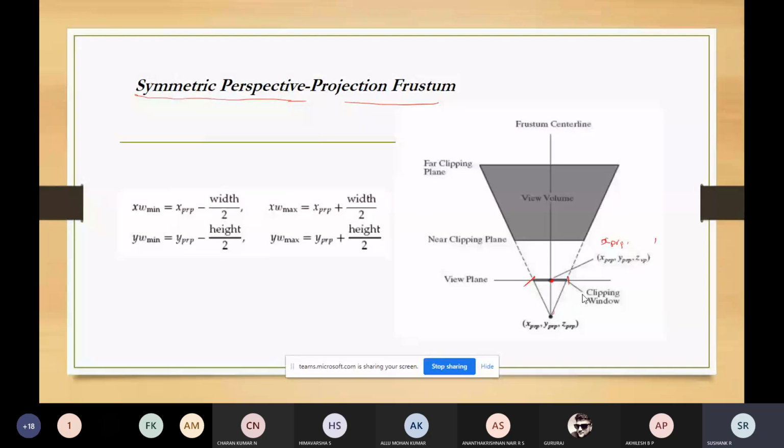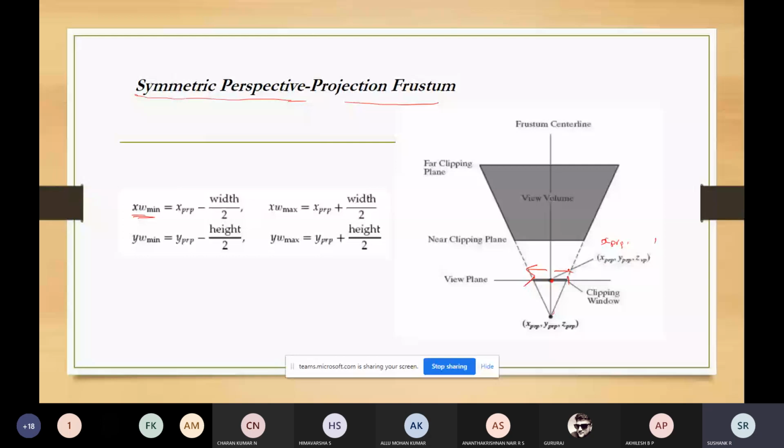You can express the corner position for this clipping window in terms of the clipping window dimension. So x window minimum is given by xPRP minus width by 2, because it is passing through the center. This side you can take as minus and this side as plus. If you take this as the window minimum position, this will be the maximum position.